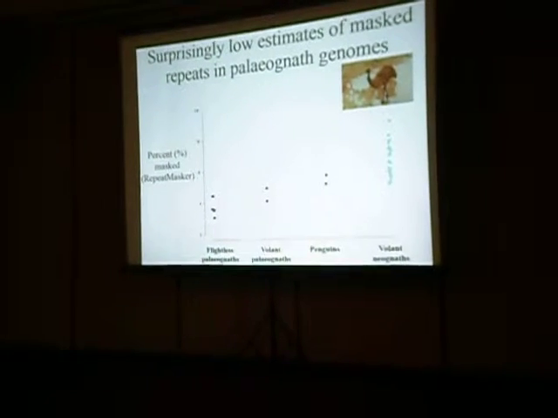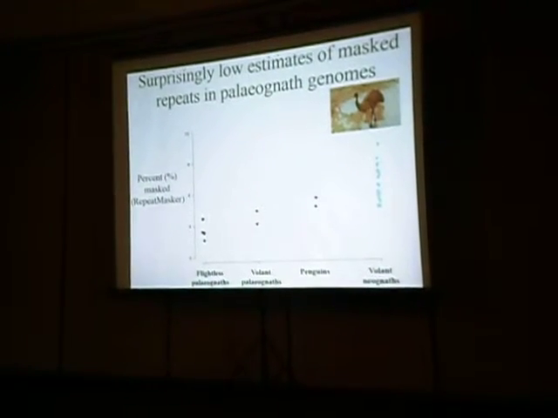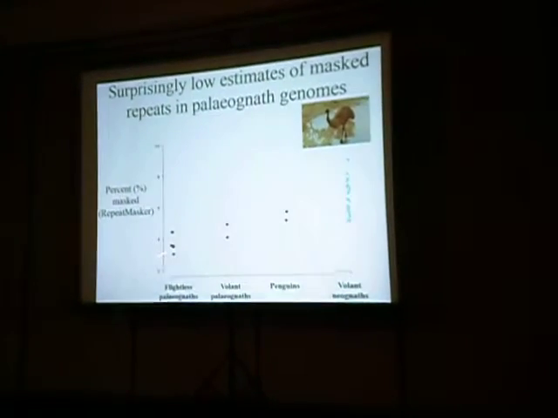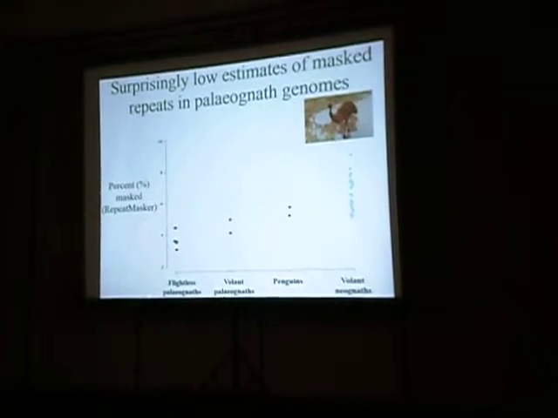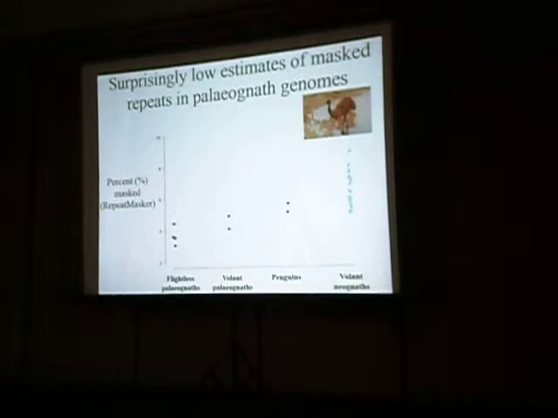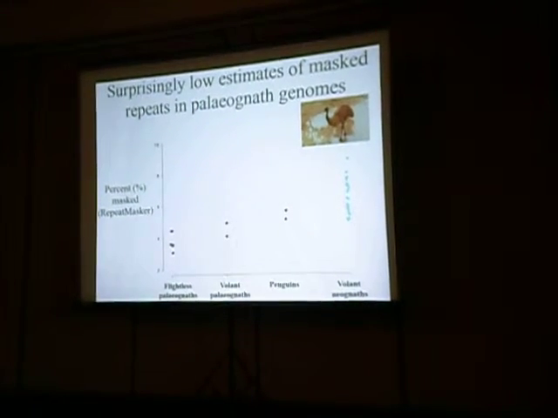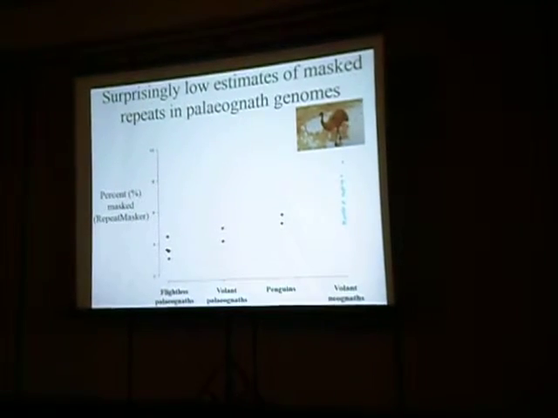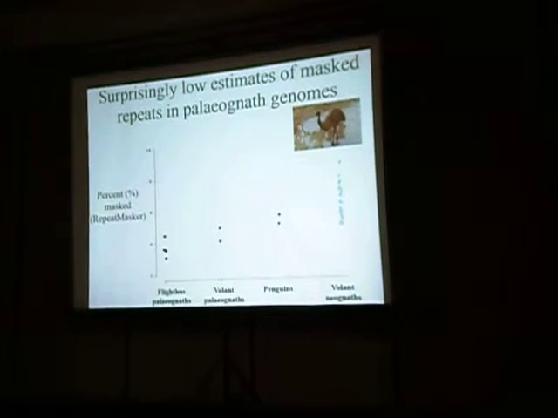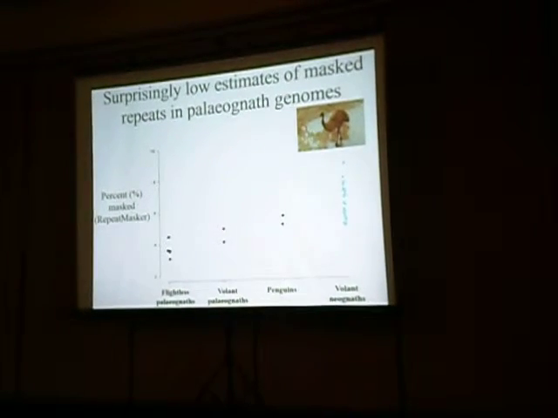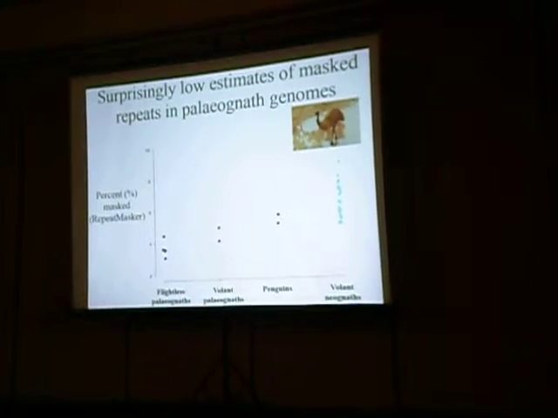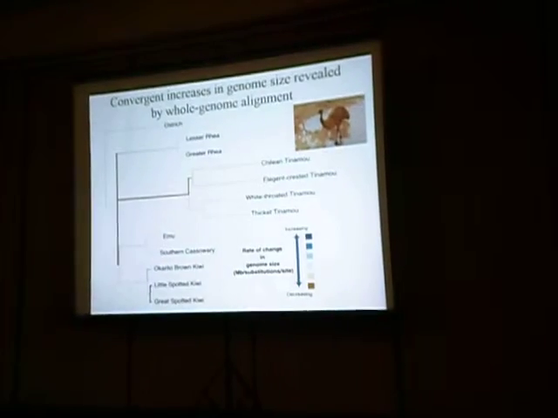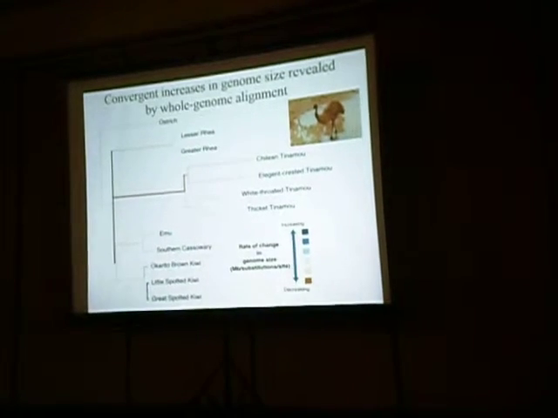Now, surprisingly, we don't see much evidence for a proliferation of repetitive elements in these paleognath genomes. You can see here the percent that's masked by RepeatMasker. The flightless paleognaths are here, and it's a very small percentage. You can see, in fact, most neognathous birds have a much higher percentage of repetitive elements, and so we're intrigued by this. And we're expecting to find a novel class of repetitive elements that isn't currently detected by current repeat masking protocols.